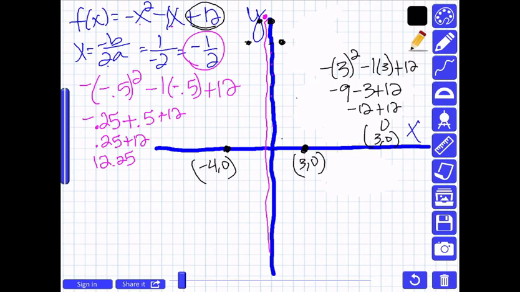So those are your two zeros, and now you can sketch the parabola because you have a good idea of what it looks like. And again, I could plug in other values to see what's going to happen, but it's not necessary at this point.